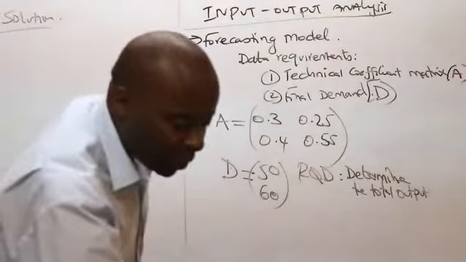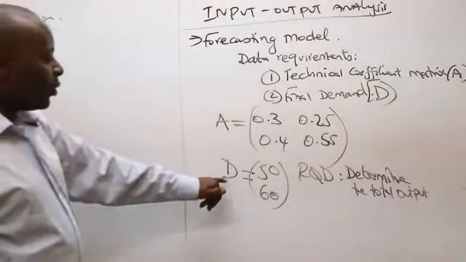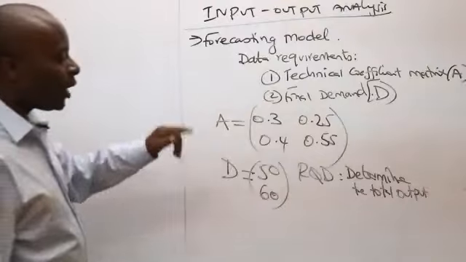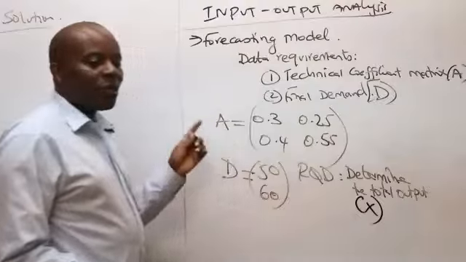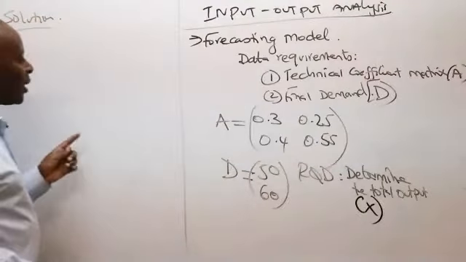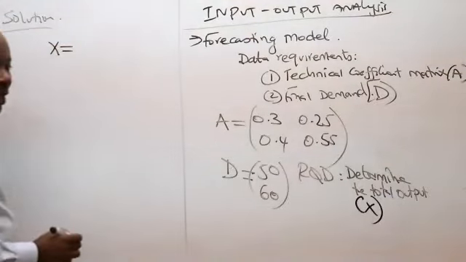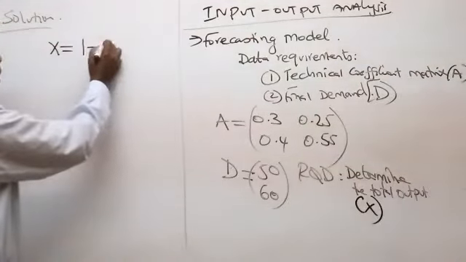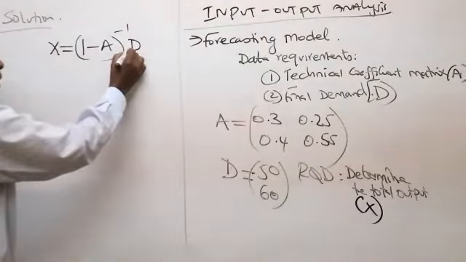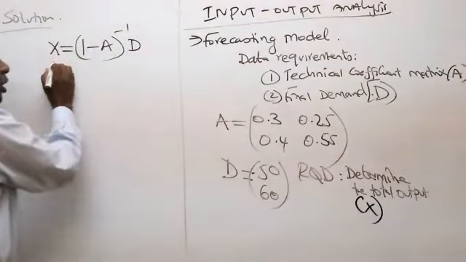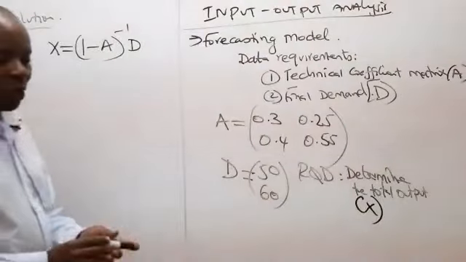Ladies and gentlemen, whenever you are given the technical coefficients matrix A, and they have given you D, and they want you to calculate the total output, which is our unknown, our X, this is what we shall be doing. To get our X, we shall be taking I minus A inverse multiplied by D to get X. X is the total output.